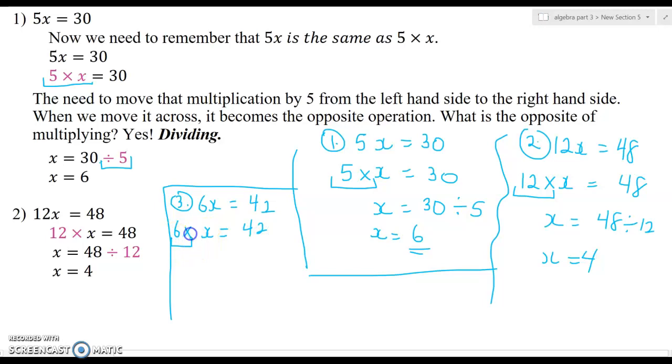We want to move across the multiplication by 6. So x is equal to 42. Opposite of multiplying by 6 is division by 6 when you carry it to the right-hand side. And x is equal to 7. With practice, all of this is going to be easy, so don't panic.